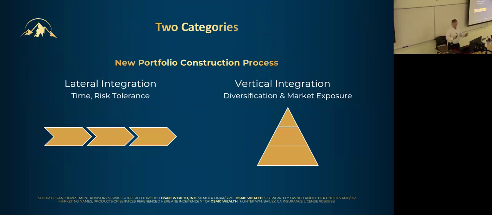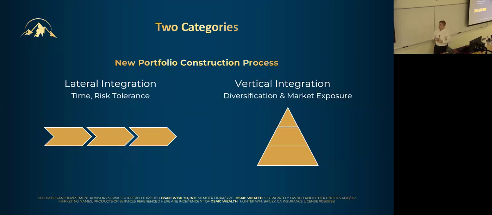So there's 2 categories that we break down our portfolio construction process into, and that's what we call lateral integration and vertical integration. Lateral integration is simply called that because you're on a horizontal axis of time. How far away am I from my goal? I can take more risk. Is it really close? I can take less. And that's where we help define our risk tolerance.